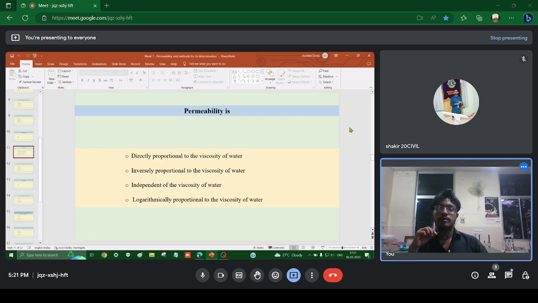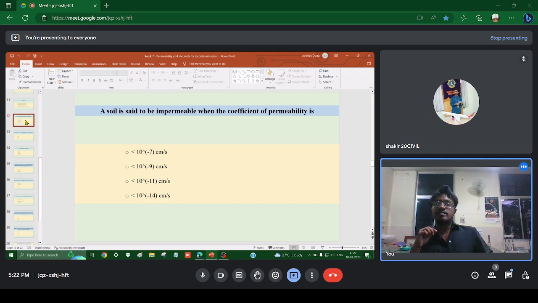I'll repeat once. Permeability is, you have to tell me the relationship with the viscosity of water. Here I'm using water, it can be any fluid which is passing through the soil. So the options are directly proportional to the viscosity of water, inversely proportional to the viscosity of water, independent of the viscosity of water, or logarithmically proportional to the viscosity of water. Okay. Next question.